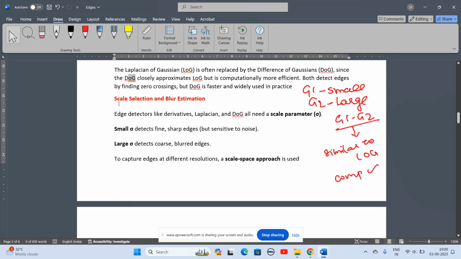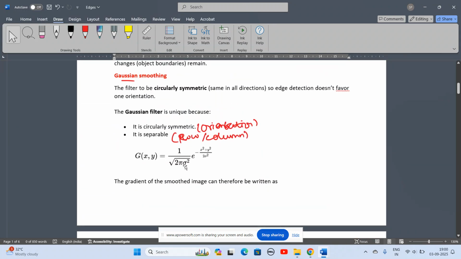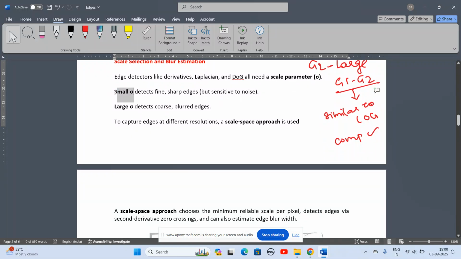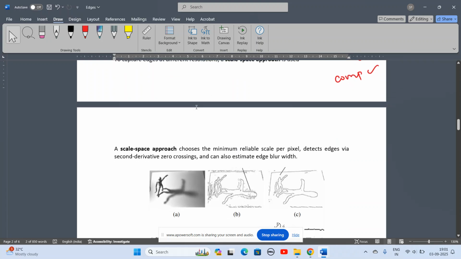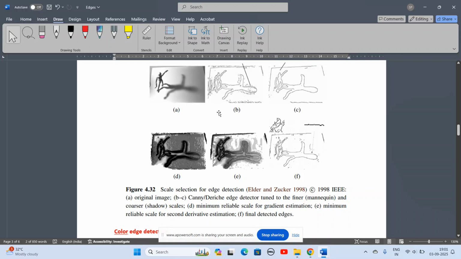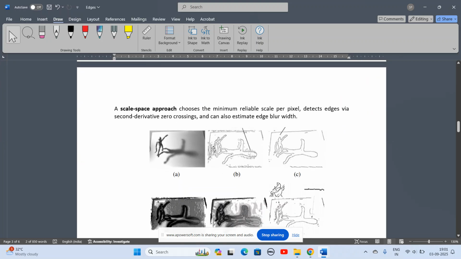Now, selection of scaling is very important. You see, in the Gaussian formula, we have a sigma value, right? If the sigma value is small, I can detect fine edges. If the sigma value is large, I may not get exact fine details. I'll get only the coarse and blurred edges. Now see this image. B and C represent the finer details. Finer details means small sigma. The small sigma represents a somewhat noisy image. You could see this, right?